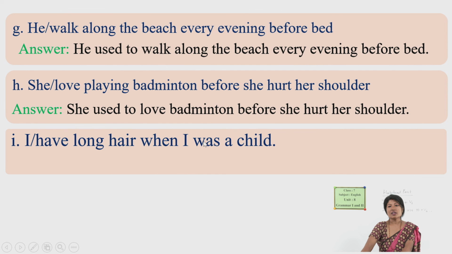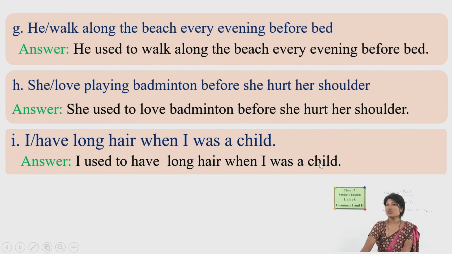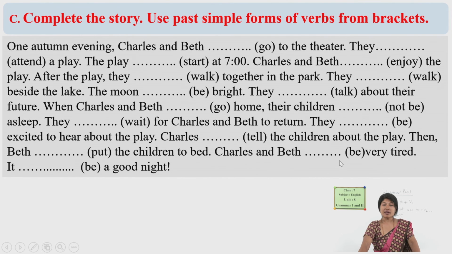I have long hair when I was a child. I used to have long hair when I was a child. Or you can just say, I used to have long hair. In this way, we have completed that exercise. We have one more exercise, that is number C. Complete the story, use past simple forms of the verb from the bracket. Okay, we just need to change these verbs into the past tense.